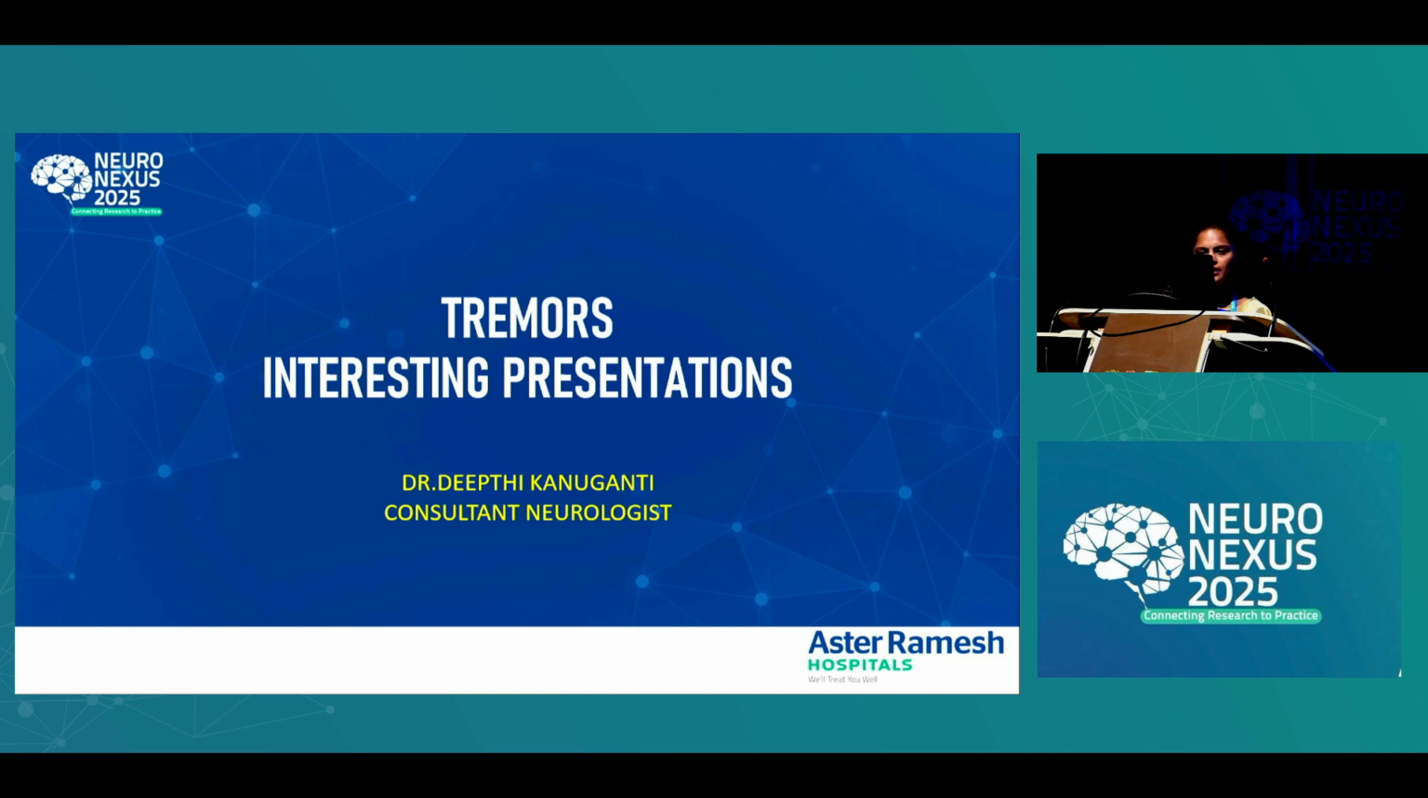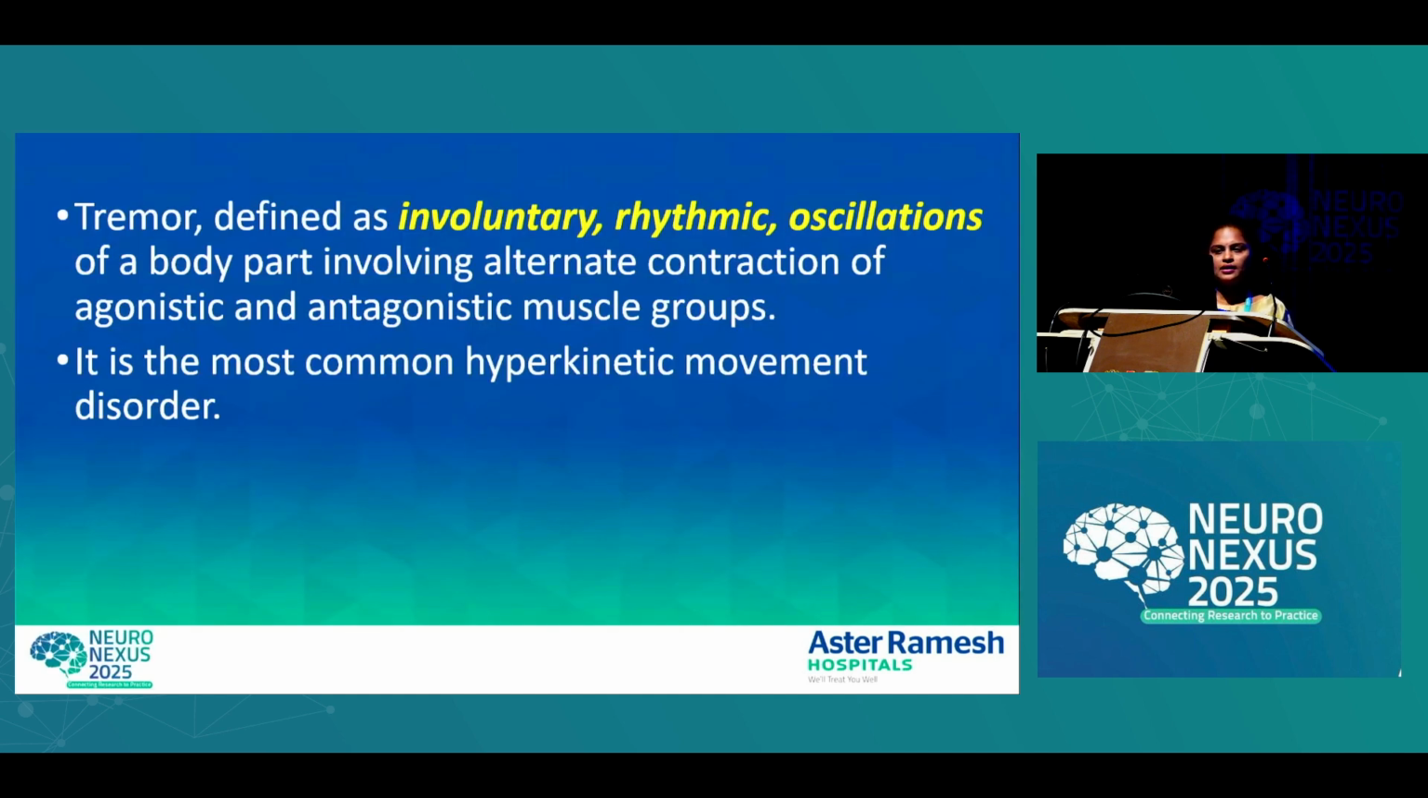AI in neurology. Now I discuss one of the most commonly encountered movement disorders in our daily OPDs, that is tremors. It is defined as an involuntary rhythmic oscillation of a body part caused by the alternating contractions of the agonist and antagonist muscle groups.